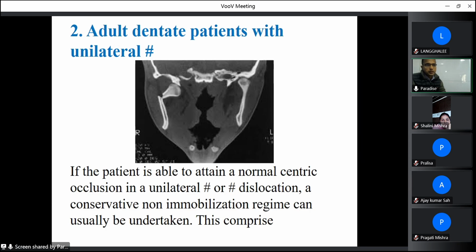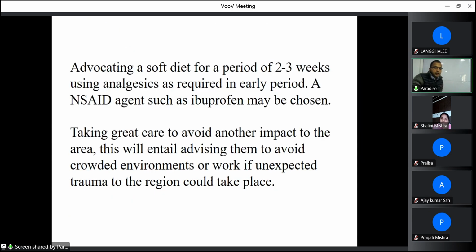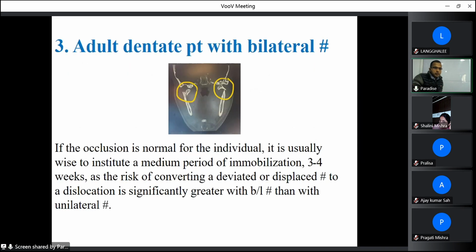Now, the next condition: if the patient is a dentate adult patient with a unilateral condylar fracture, and you can't do the surgery due to any contraindication, medical problem, or any other reason, then you have to put the patient in IMF, intermaxillary fixation, for 2 to 3 weeks. After 2 to 3 weeks, advise them again for mouth opening exercises. It will heal.